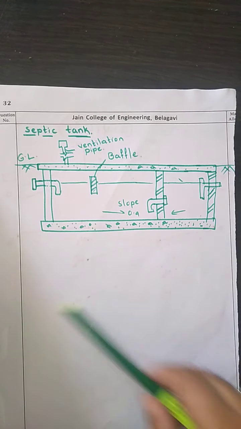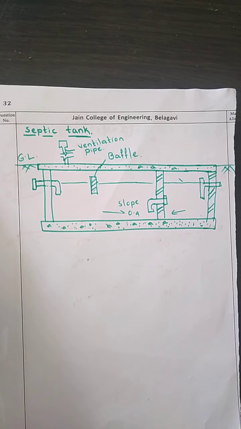Both the floor and the wall should be well plastered so that they do not absorb any kind of water through them, and it should not create a disturbance. Now we will see some of the advantages and disadvantages of the septic tank.